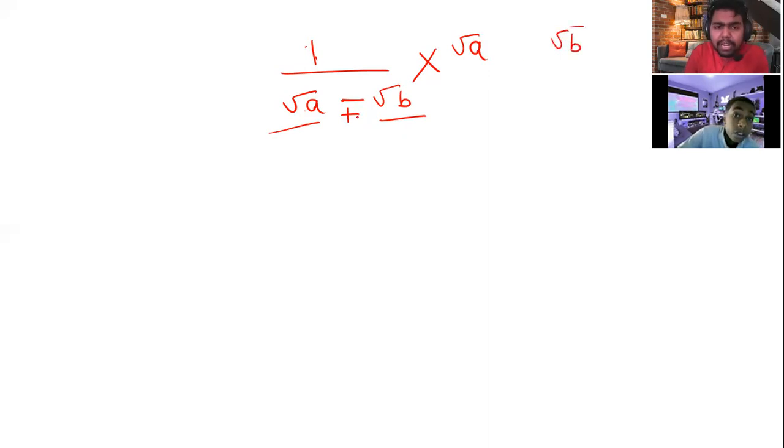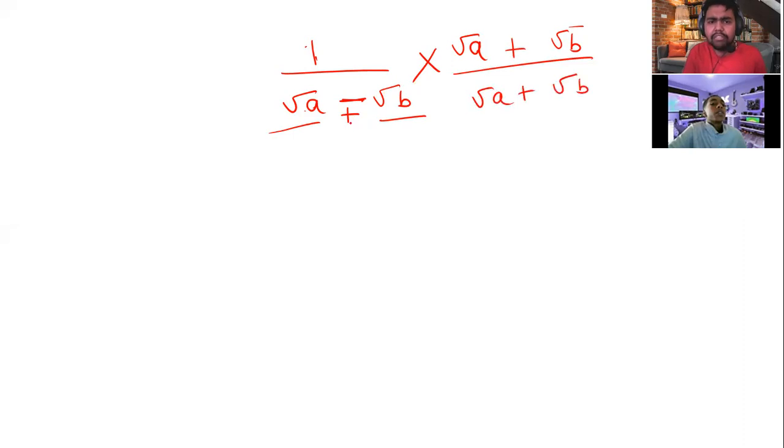But I will multiply by the opposite sign. If there is minus in the question, I'll multiply by plus. And if there is plus, I'll multiply by minus. That's the thing. Are you understanding? And then I will solve and I will get my answer. Now come to questions.